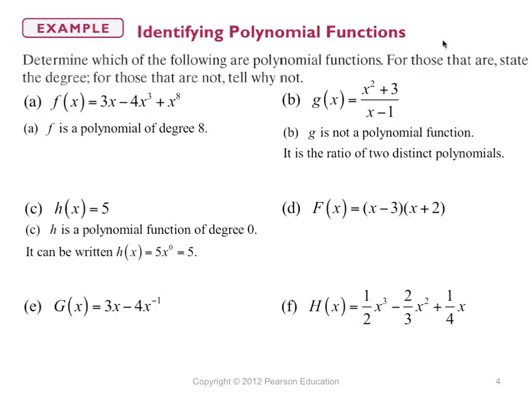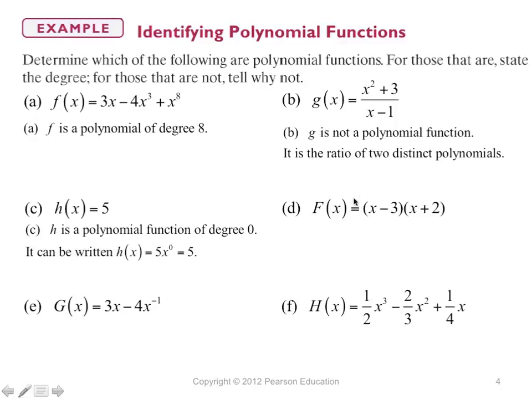All right, if we look down at C, that's h of x equals 5. This one is going to be a polynomial function. The degree is actually going to be 0. So if you think about it, you can write this as 5 times x to the 0 power, because anything to the 0 power is just going to be 1. So really you just have 5 times 1, which is just 5. So this is a polynomial. The degree is going to be 0, though.